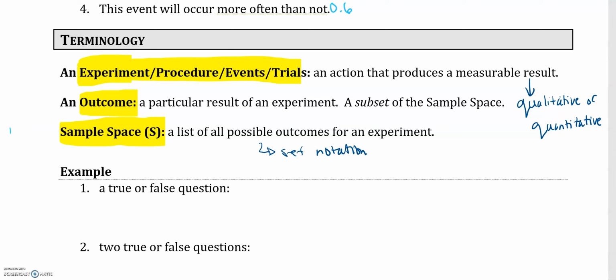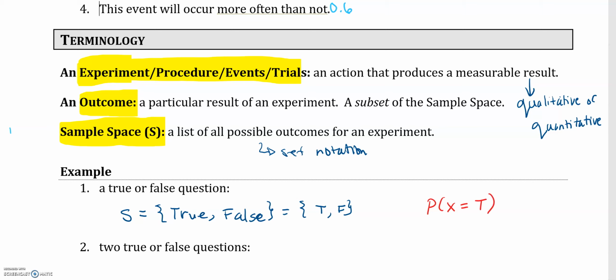So let's look at some examples. If we have a true or false question, the sample space, the set of possible outcomes, would be that you can either answer your question as true or you can answer it as false. Often we use short forms, so T and F, to represent true and false. Really, you can use any short forms you like as long as you define them within the question. You can then, in turn, take any of those outcomes and report a probability to go along with it. So the probability that your true or false question has a value of true would be 50% or 0.5.